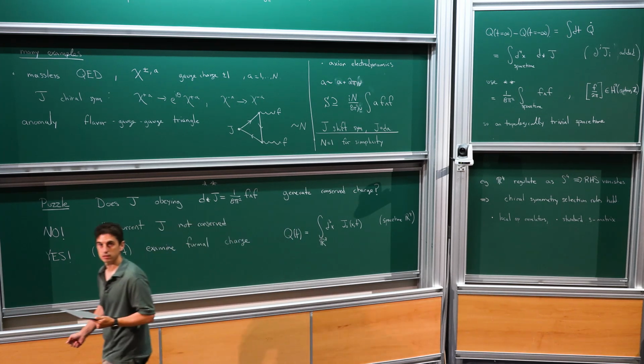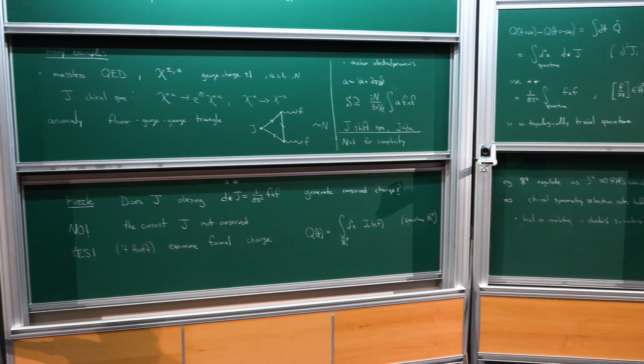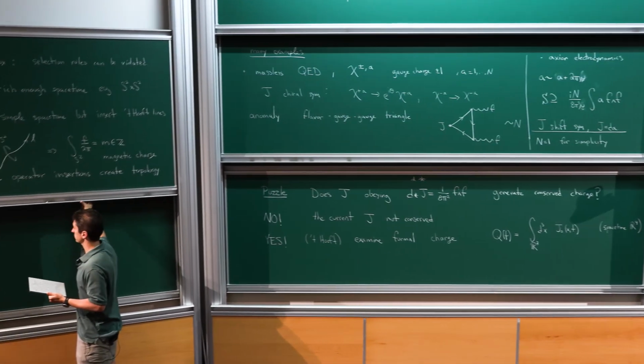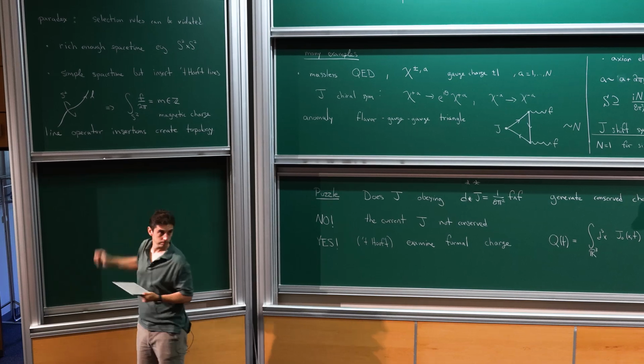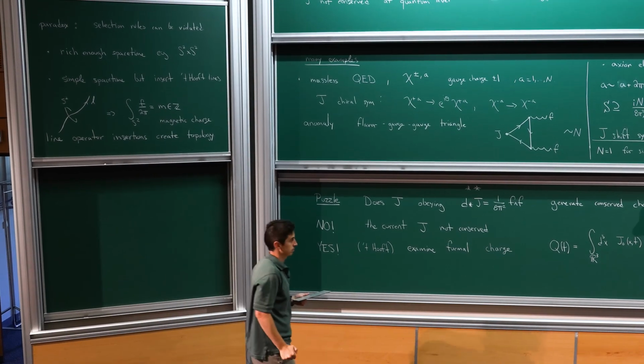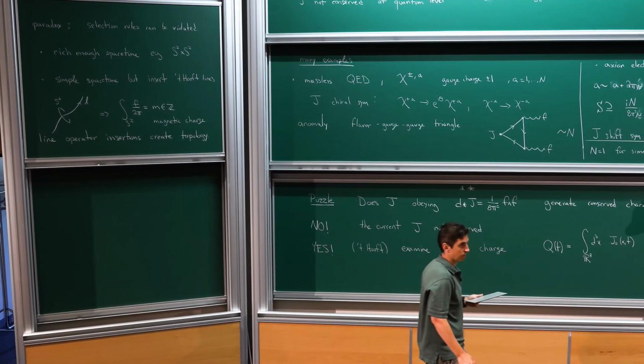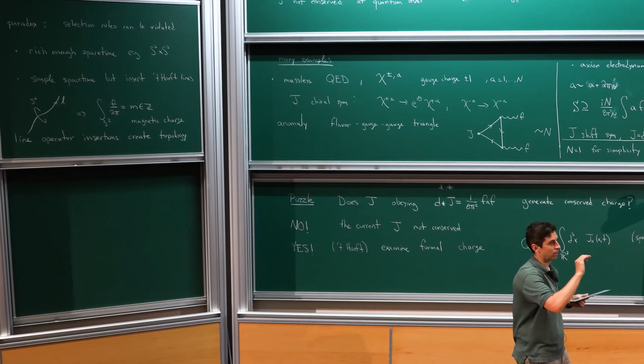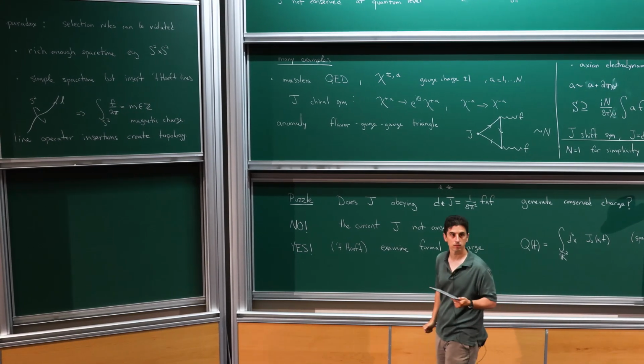More questions? So one could define a non-gauge-invariant current operator by including this. I'm going to talk about that in a minute. I'll make some comments about that.